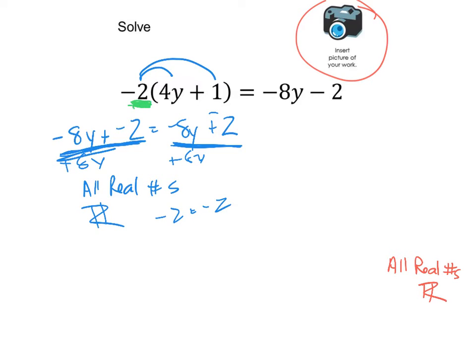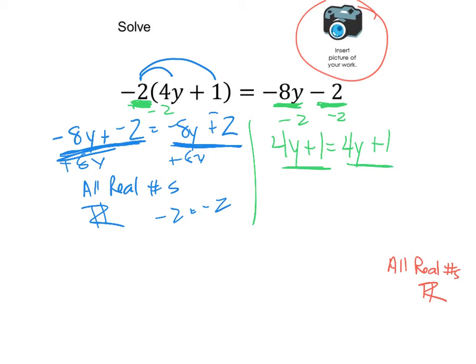My other way I could have solved it is I see this -2 on the outside. I'm going to look at every single term that I have. Well, that's an even number, so I can divide by -2. That's an even number also, so I can divide by -2. So I'm going to divide every term by -2. And I'm left with 4y plus 1 equals 4y plus 1. I have the same exact thing on both sides again. All real numbers. And that's my symbol. Make sure you include your picture.